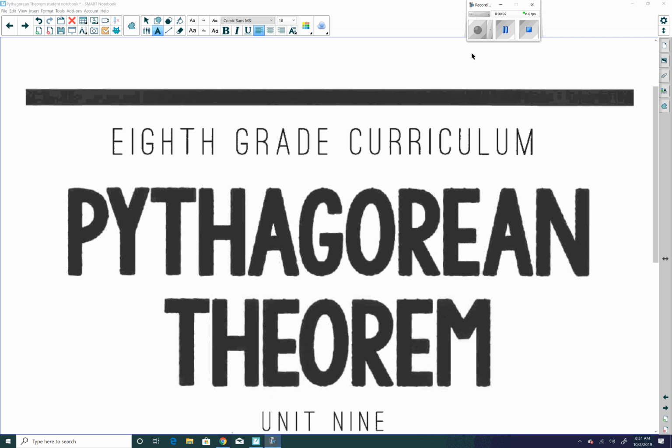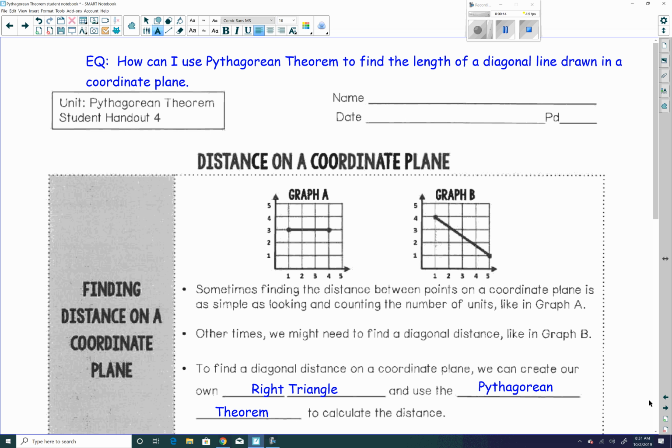We're going to be talking about finding distance on a coordinate plane. I'd like you to turn in your packet, please, to page 13 or about page 13. And I want you to add the essential question at the top of the page. First of all, make sure the top of your page looks like mine and it says distance on a coordinate plane. And then add the EQ at the top. How can I use Pythagorean theorem to find the length of a diagonal line drawn in a coordinate plane?